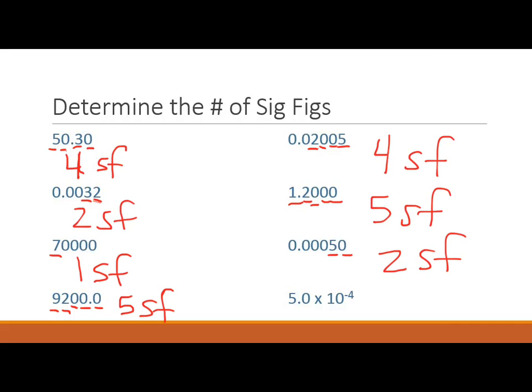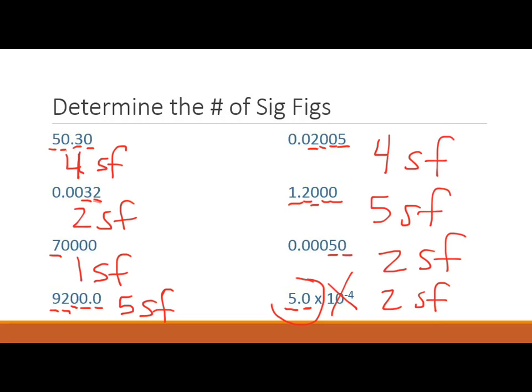Ooh, and then I threw in one here with scientific notation. So how do you count sig figs when you're doing scientific notation? Well, it turns out that you only count sig figs in the original number here. We do not need to worry about that 10 to the negative fourth when we're counting sig figs. So in this case, the 5 is significant. What about the 0? Yep, it's significant as well because there's a decimal point somewhere in the number. So 2 sig figs.